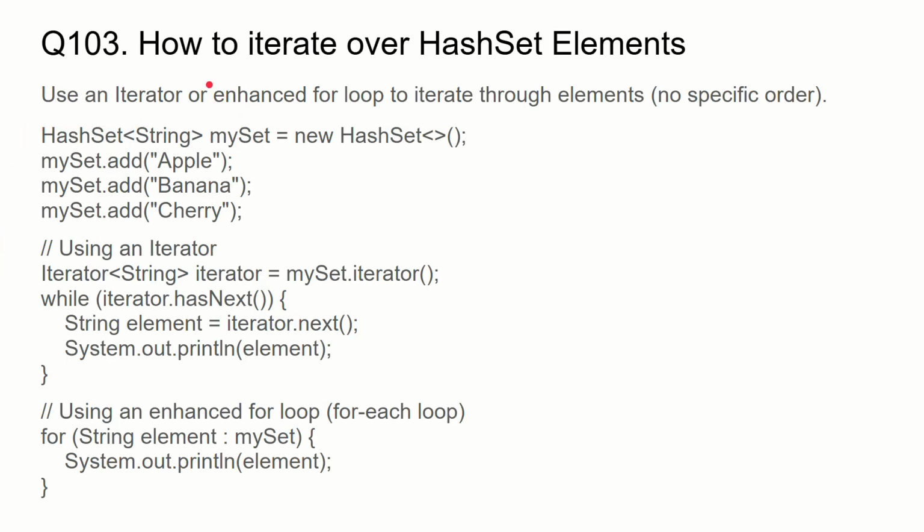Now this can also be asked: how to iterate over HashSet elements. We can use an iterator or an enhanced for loop to iterate through elements, but there won't be any specific order. Here we can see there is one HashSet named my set, and we are adding apple, banana, and cherry. The first way is using an iterator. We are using an iterator of string type. This is generics, we'll see it in the upcoming slides. The object name is iterator, and we are using the my set dot iterator method. Then while iterator dot has next, we are getting the element and printing that element.